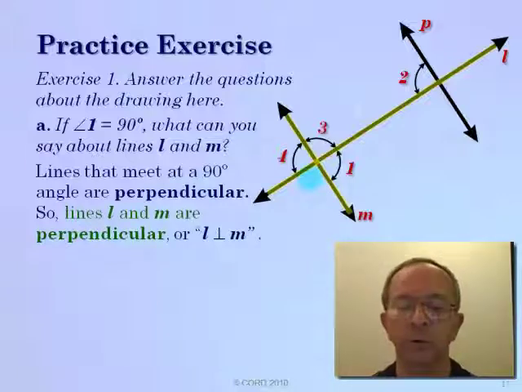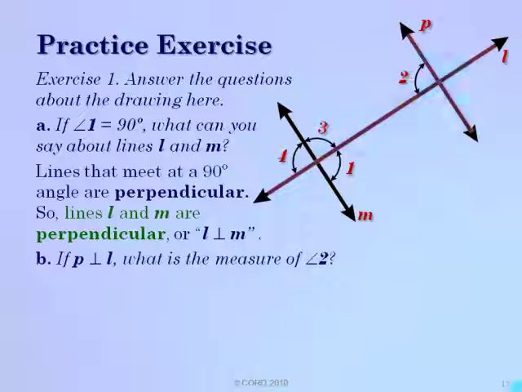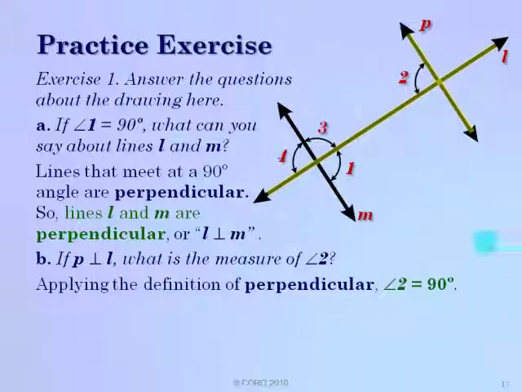And we sometimes use this symbol here to indicate L is perpendicular to M. So if P is perpendicular to L, what would be the measure of angle 2? Well, again, you apply the definition of perpendicularity. That means angle 2 must be 90 degrees if P is perpendicular to L.